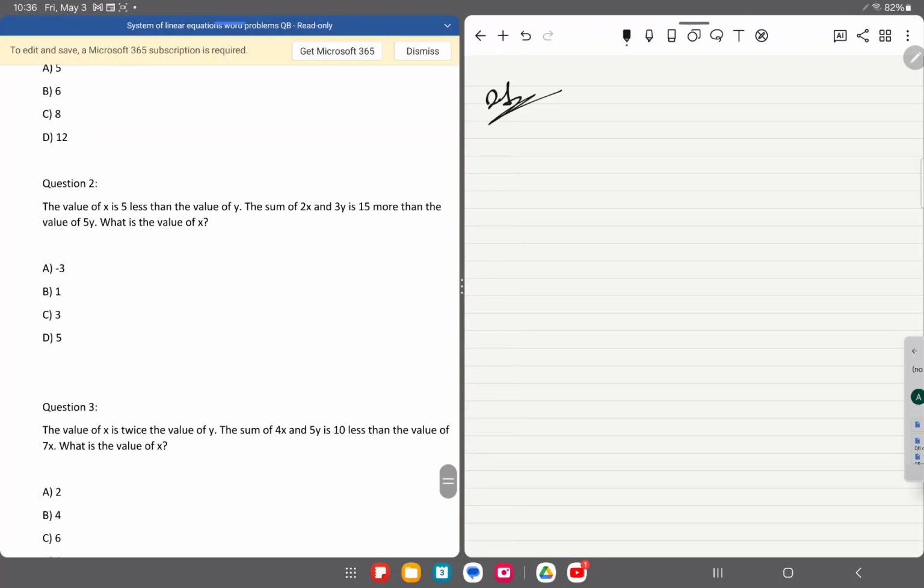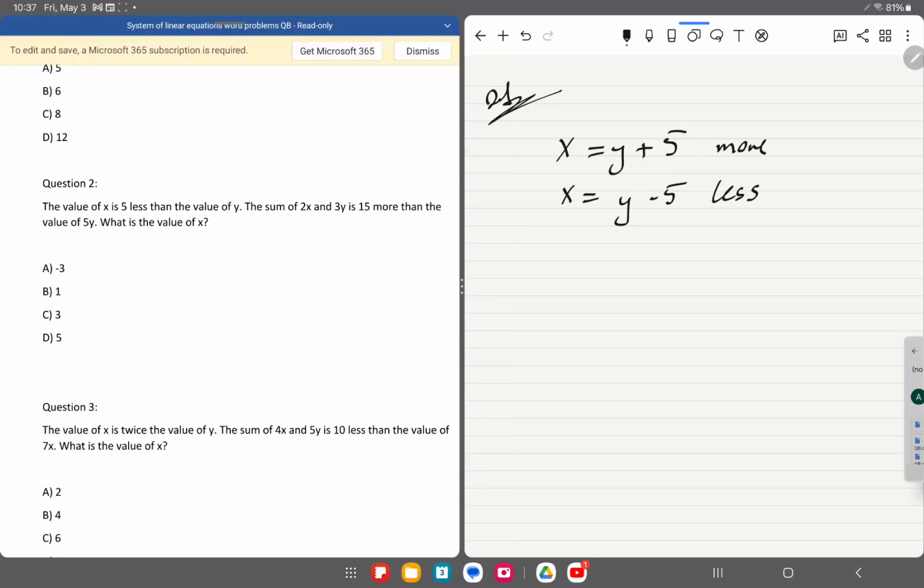The value of x is 5 less than the value of y. So the value of x is less than the value of y. If the value of x is more than the value of y, I'm going to put x is equals to y plus 5. But if x is less than y, then x is equals to y minus 5.